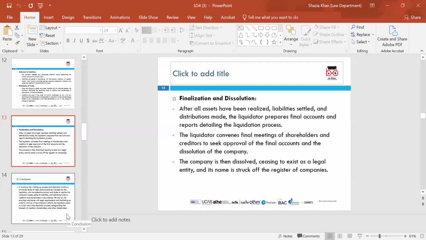Finalization and dissolution. So after all assets have been realized, liabilities settled, and distributions made, the liquidator prepares final accounts and reports detailing the liquidation process. The liquidator convenes final meetings of shareholders and creditors to seek approval of the final accounts and the dissolution of the company. The company is then dissolved, ceasing to exist as a legal entity, and its name is struck off the register of companies.